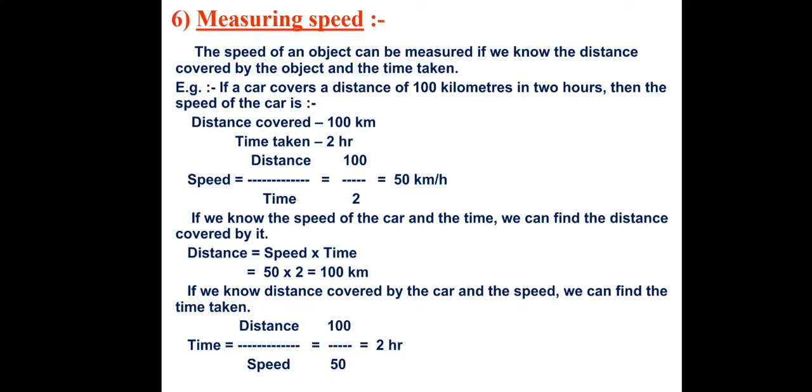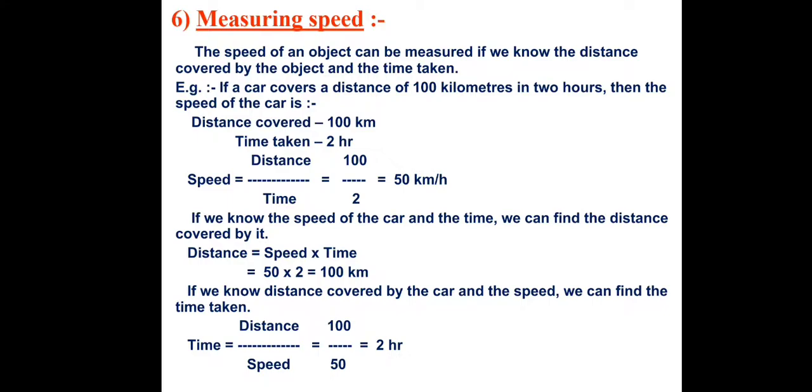Example, if a car covers a distance of 100 kilometers in 2 hours, then what is the speed of the car? What is given to you? Distance is given, 100 kilometer. Time is also given, 2 hours, and we know that speed is equal to distance upon time. So when you divide the total distance covered by the time taken, you get the answer, and the answer is, yes, you are right, it is 50 kilometer per hour.